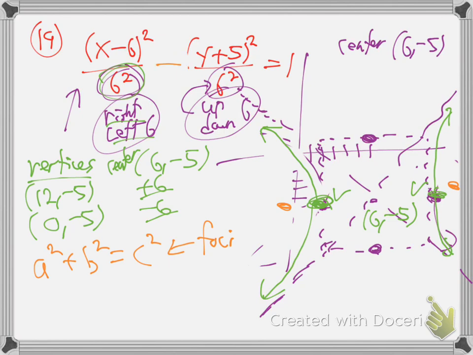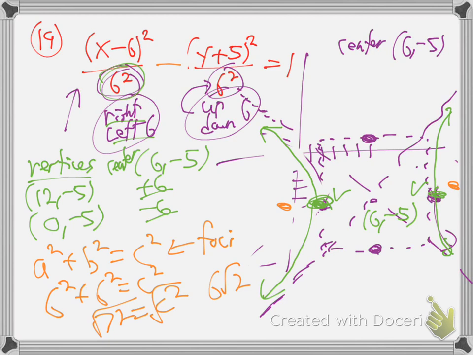So, all right. So a squared and b squared, that's 6 squared and 6 squared, isn't it? That's 36 and 36, 72. C squared, so root it. So that's 6 root 2. If you simplify that, 6 root 2. So the foci are left 6 root 2 and right 6 root 2. Left and right 6 root 2 from the center.